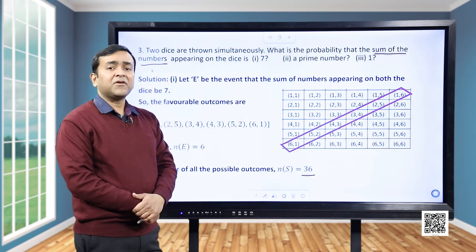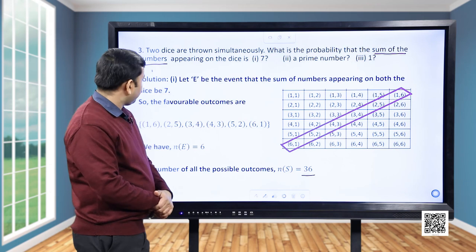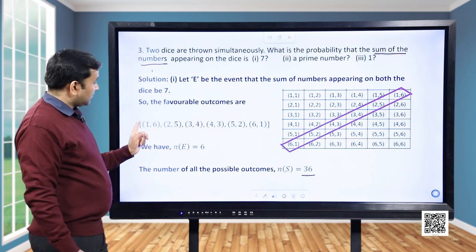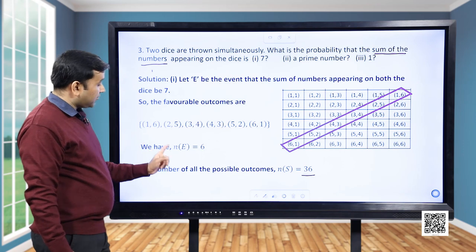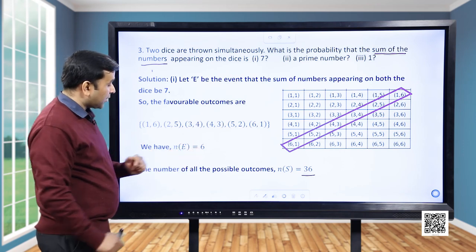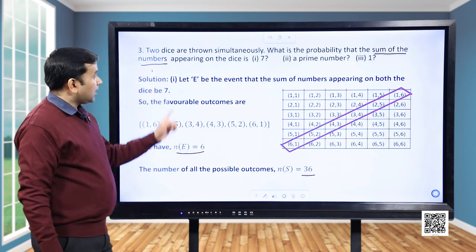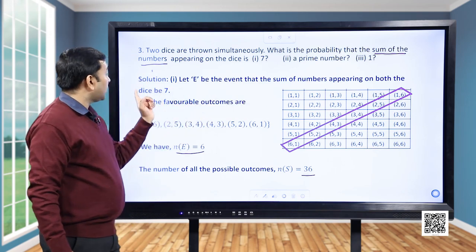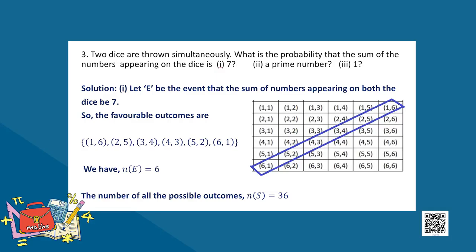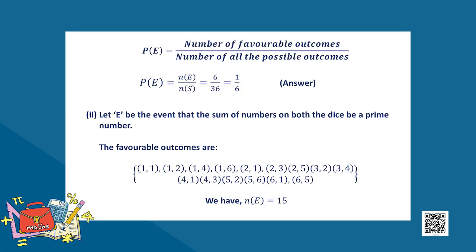So these are our favorable outcomes. How many are these? If you count, these are 6 in number. So the favorable outcomes are 6 in number, and we have written NE equal to 6, which is number of events that the sum of numbers appearing on both dice is 7. So NE equal to 6, and number of possible outcomes is 36. We'll apply the same formula for finding probability, and we get that 6 upon 36, which is equivalent to 1 by 6 as our answer.